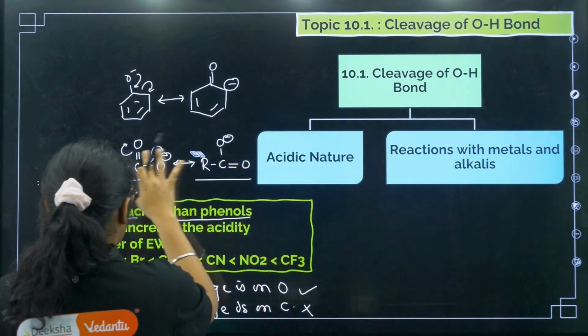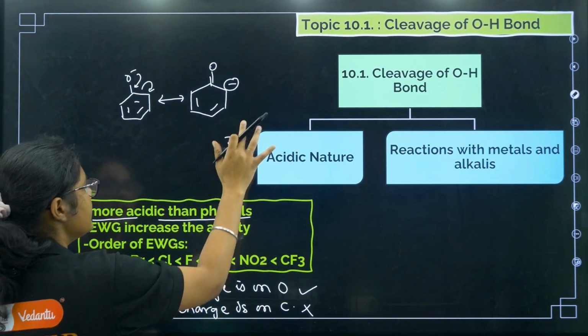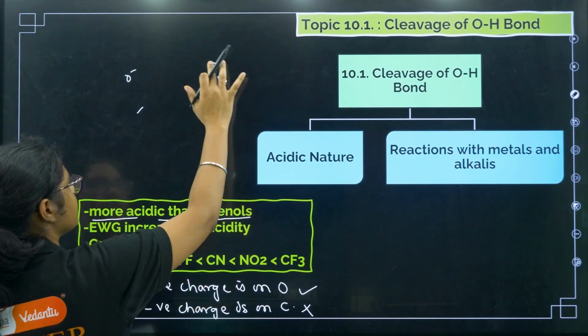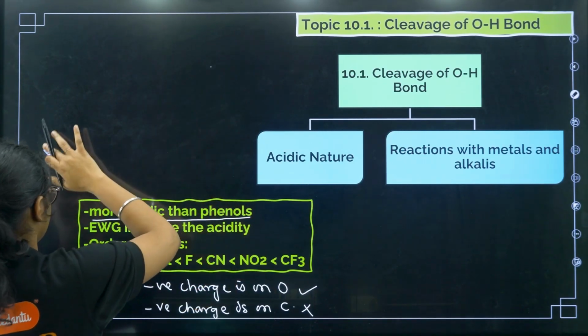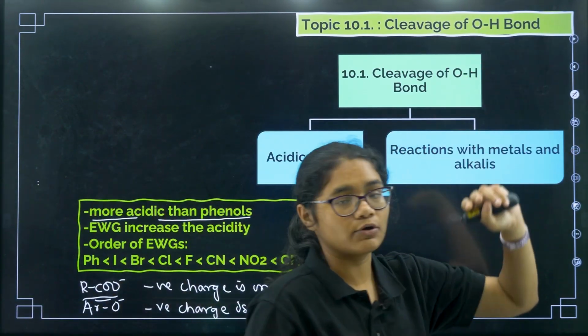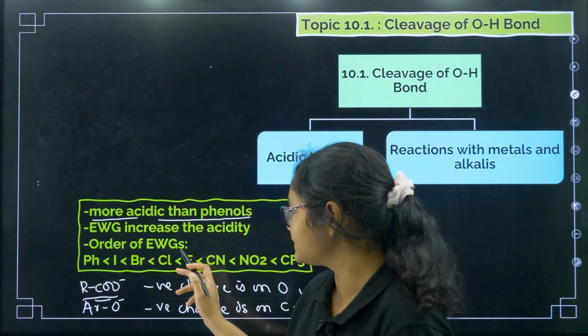Now next one, in the conjugate base, if we have electron withdrawing groups, then acidity will increase, and if we have electron donating groups, then acidity will decrease, right? This all of you know. We have already discussed this in the alcohols part and phenols part also. If an electron withdrawing group is there, it will increase the acidity.